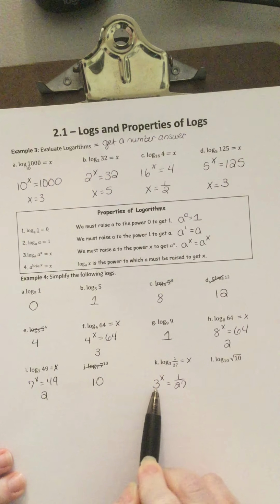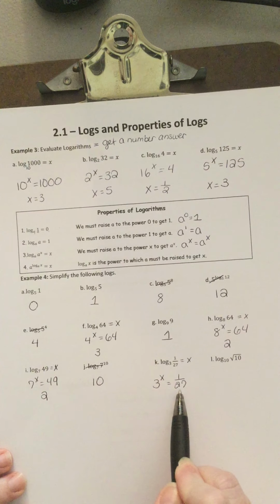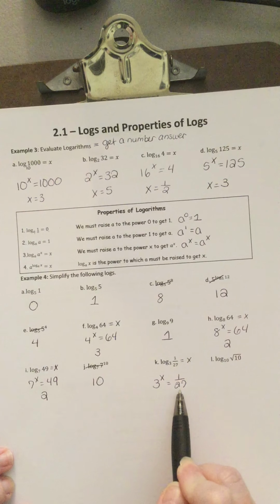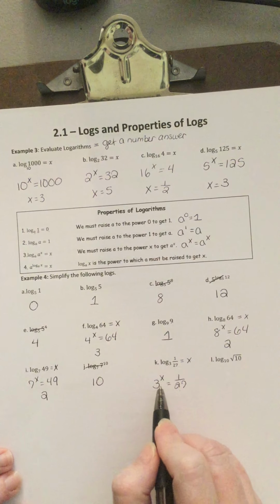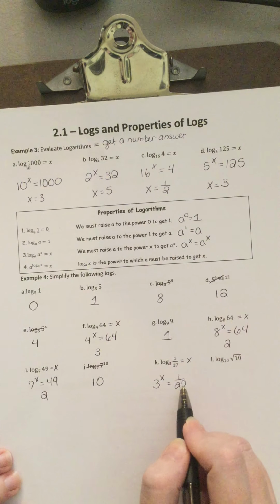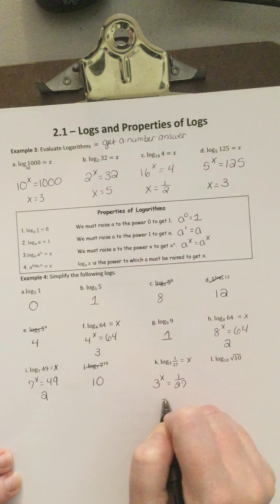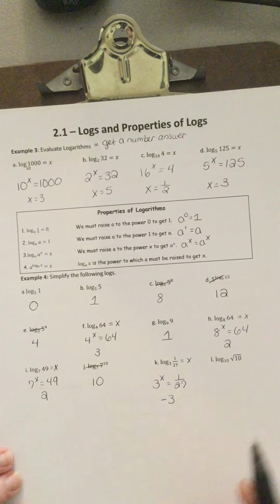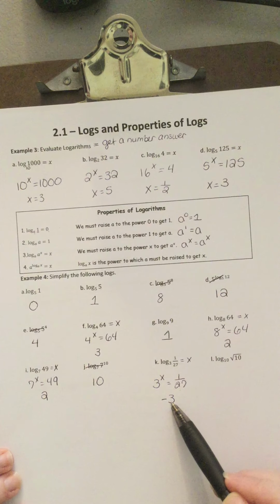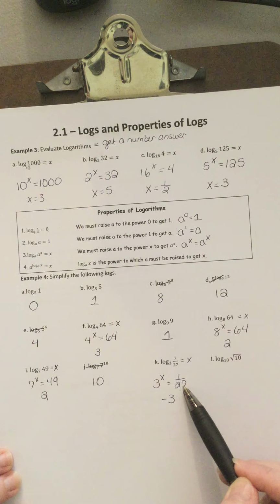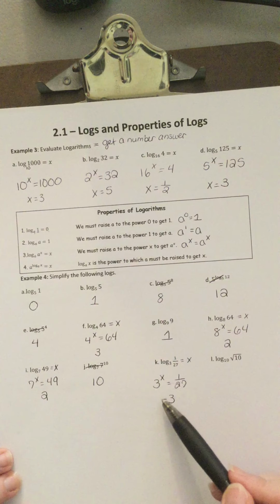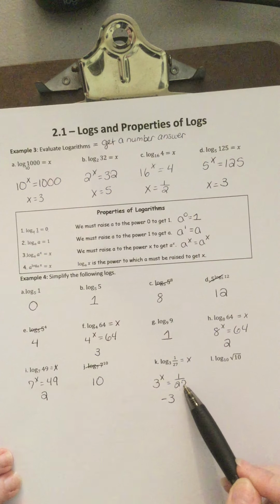All right, this side is not a fraction, and this one is. That should give you a warning sign that you should have a negative exponent in there somewhere. All right, and then 3 to the 3rd power gives us 27. So that would actually be negative 3. 3 to the negative 3rd power gives you 1 over 27. The negative flips it over, and then 3 to the 3rd power gives us 27.